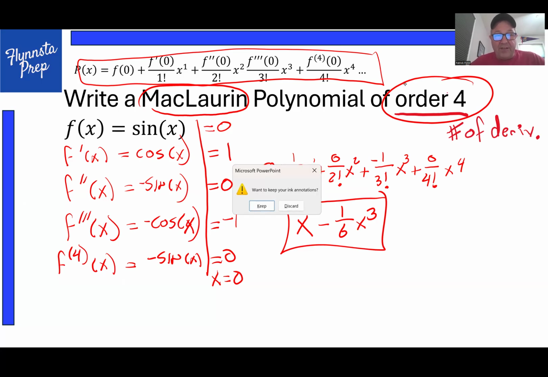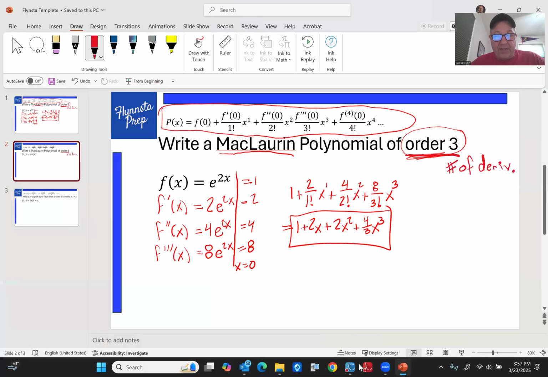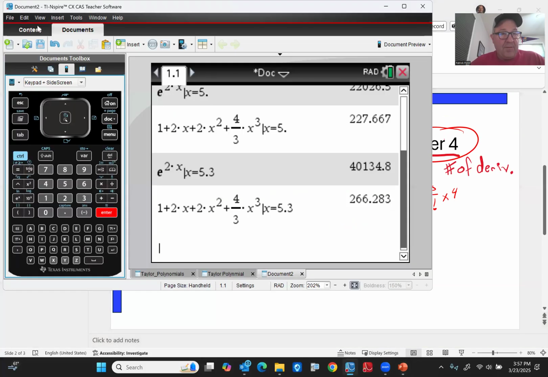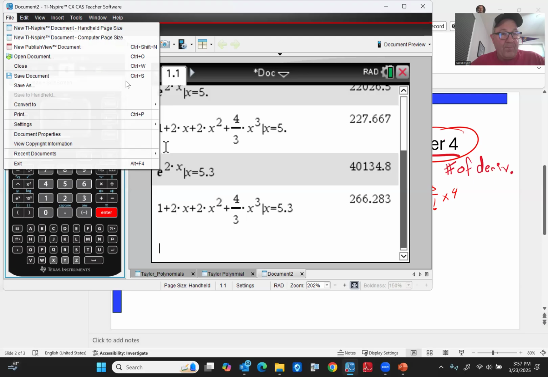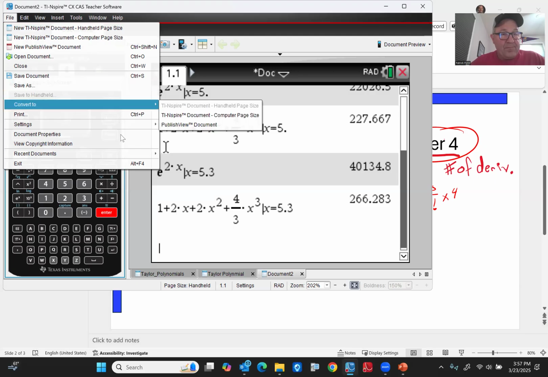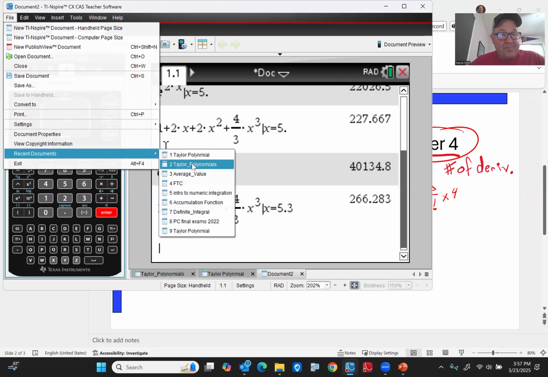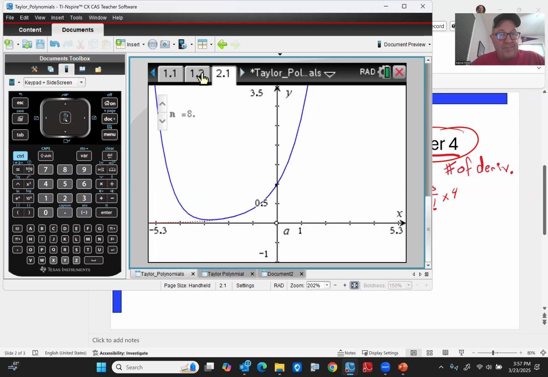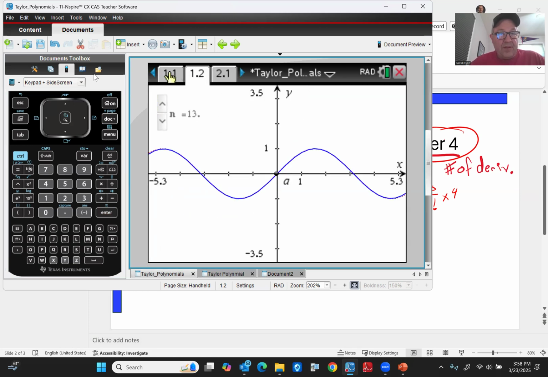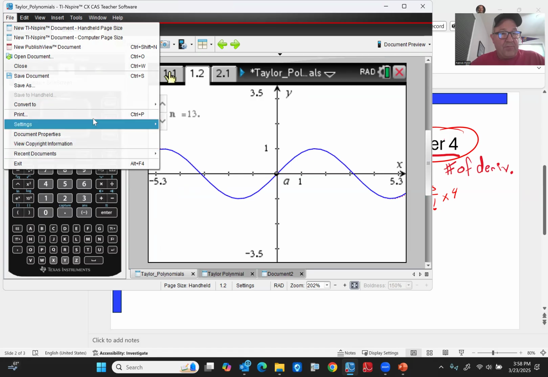Kind of a nice thing to take a look at again on this. If I go back to our calculator, no, not that one. Let's do a different one.